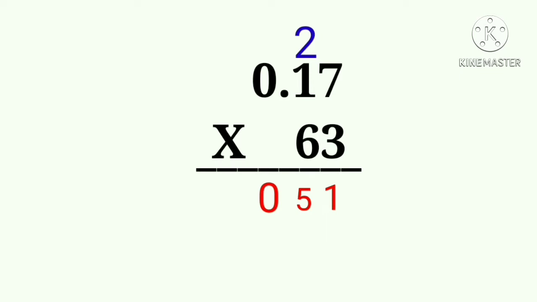Let us have now the digit 6. Let us multiply 6 by 7. So 6 times 7 is 42. We have now 2, regroup 4.